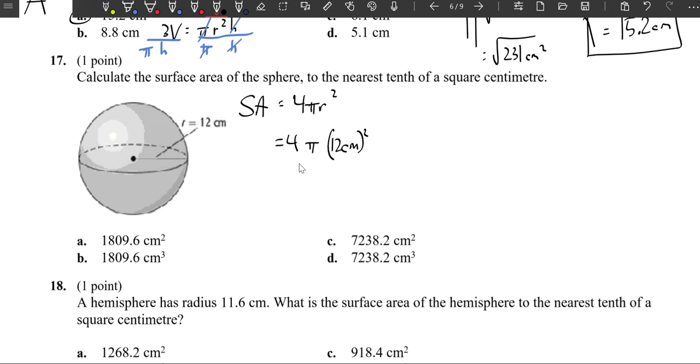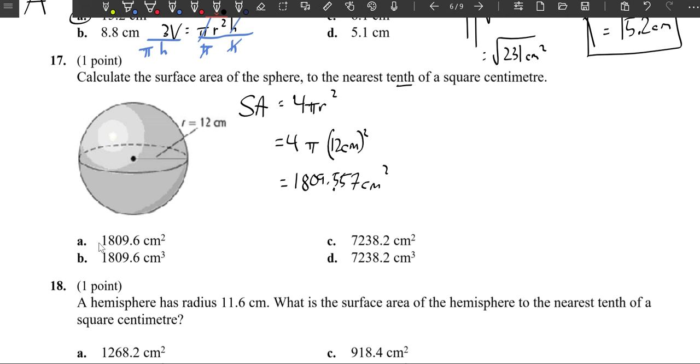Hang on. Not 8. 1809 and a bit. Square centimeters. And to the nearest tenth, I'm rounding to 1809.6, which is great because it's 1809.6.